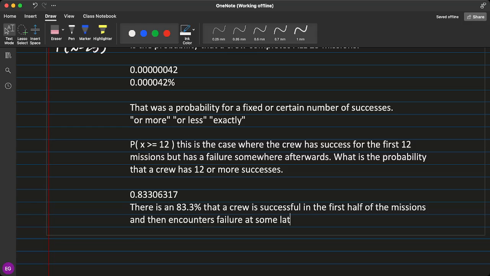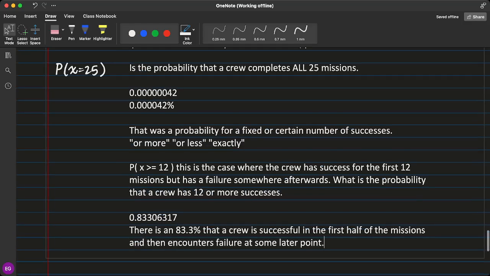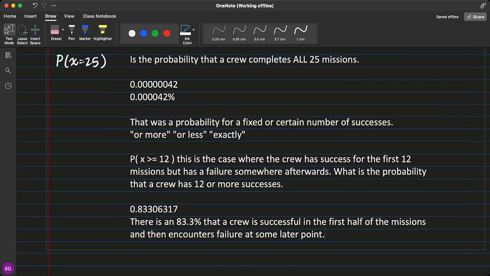So actually that's sort of cruel if you think about it. There's a pretty big chance that you'll make it through the first half of the missions and then die at some point afterwards. So just to give you an idea of probabilistically what we're talking about here, you have basically a coin flip chance of surviving each of the individual missions, but the probability of making it through all of them because of that is extremely low.